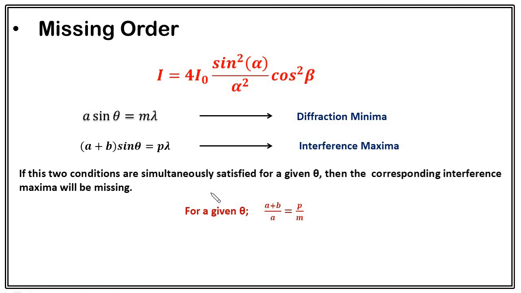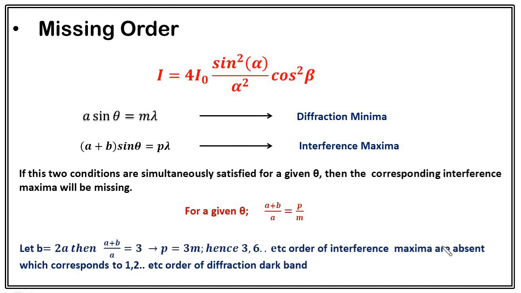How can we find the missing order? For a given value of theta, just divide equation 2 by equation 1, then we get (a plus b) by a equals p by m. Now suppose the structure of your double slit is such that the opaque space is twice the slit width, that is b equals 2 times a. Then if you substitute here, (a plus b) by a will be 3. That means p equals 3 times m.